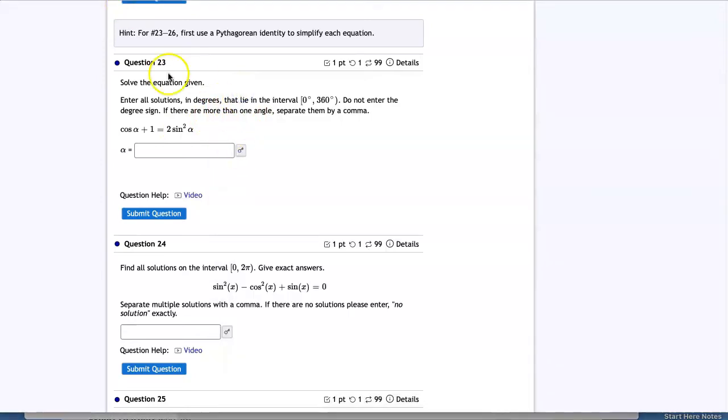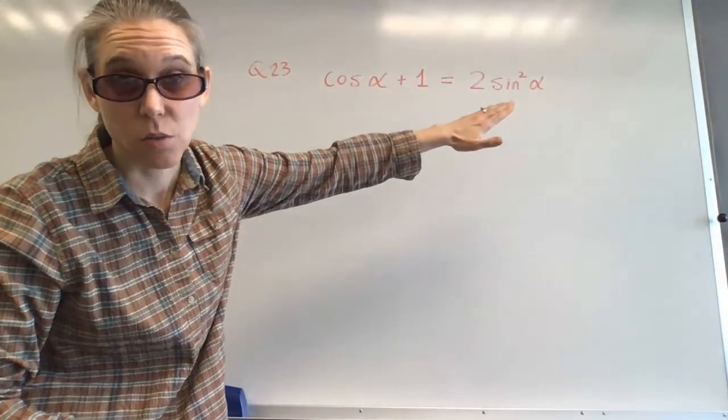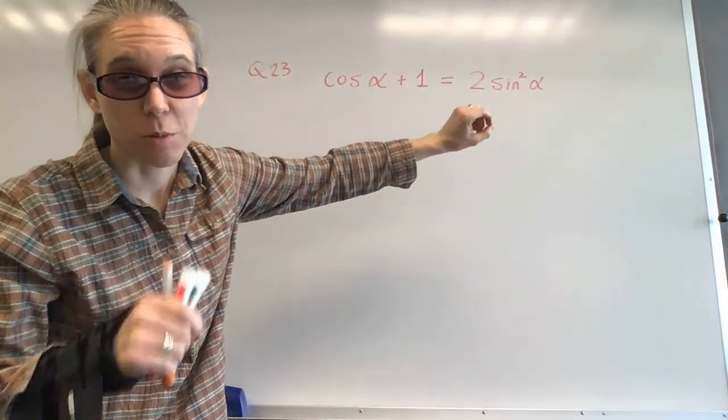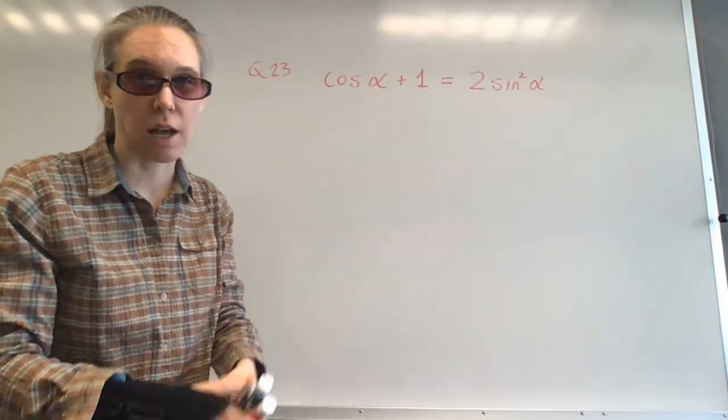So let me do this one quickly on the board for you. Okay, so first what I want to do is replace sine squared alpha with 1 minus cosine squared alpha.